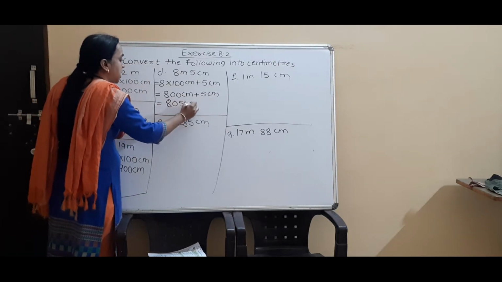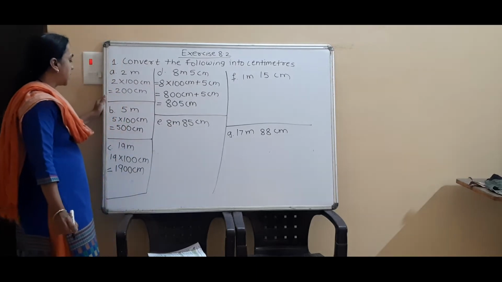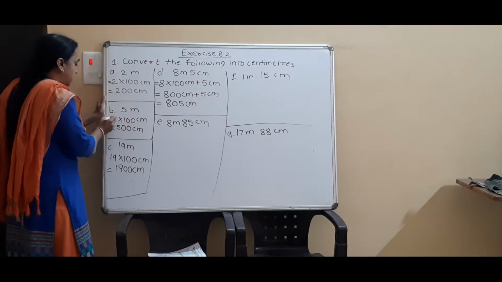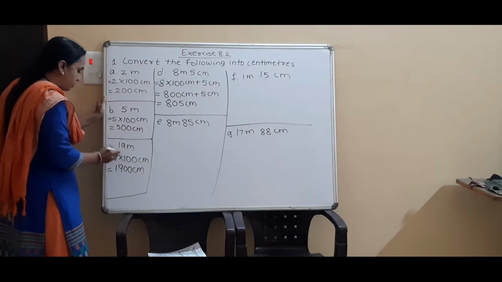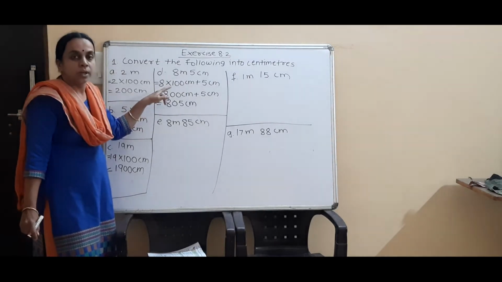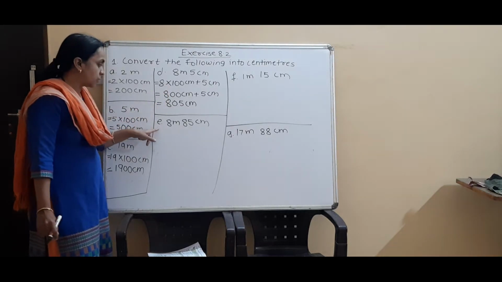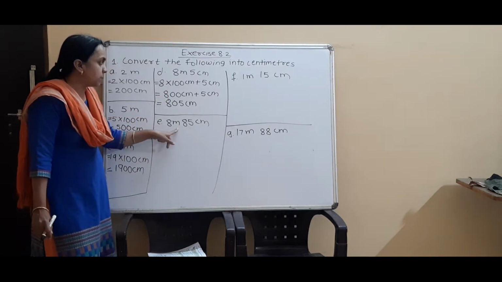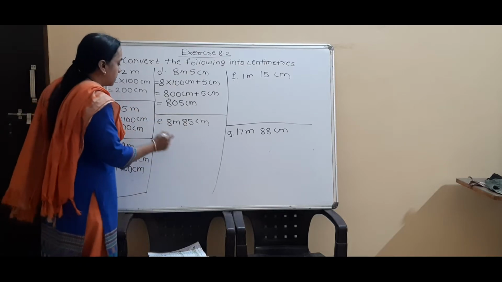805 centimeter is our answer. You can write here also this equal to sign. So in your notebook you have to write down everything as it is. Now see equation. 8 meter 85 centimeter.